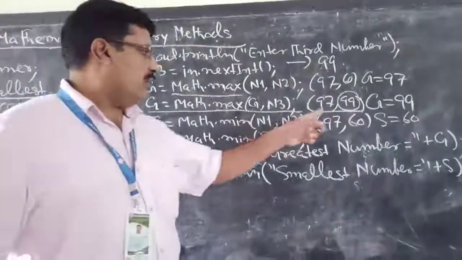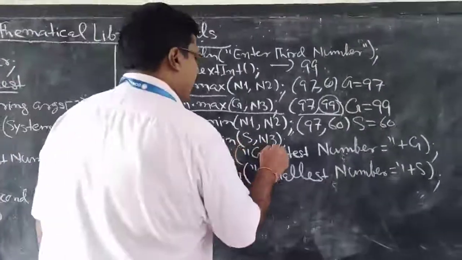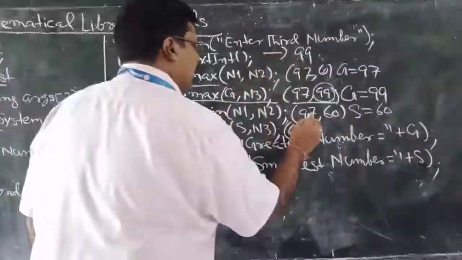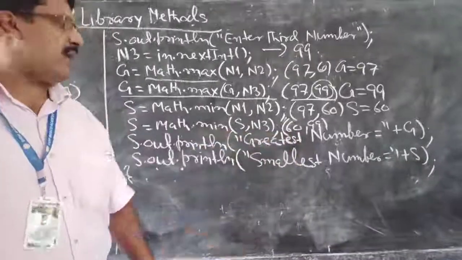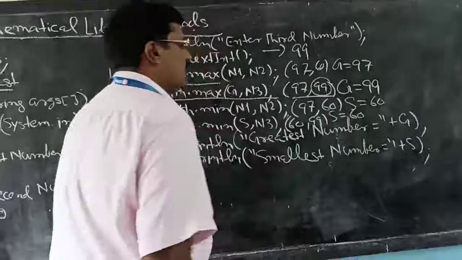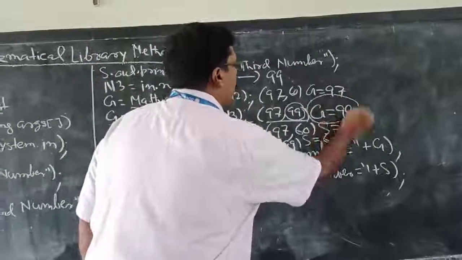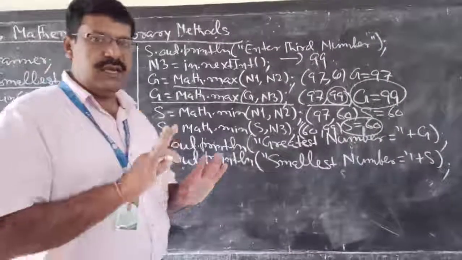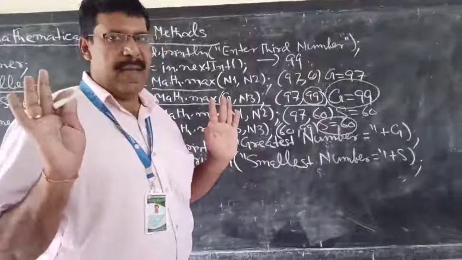Now this value will be compared with the third number. So S = Math.min(S, n3). The S value is 60 and the n3 value is 99. So Math.min(60, 99). Which is the smallest number? 60 is the smallest number. So the S value will become 60. So what we have noticed: the greatest value stored is 99 and the smallest value stored is 60, without using the if-else statement which we have already studied, using the max and min functions.